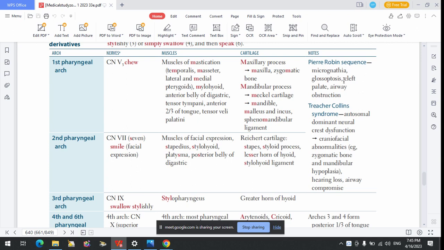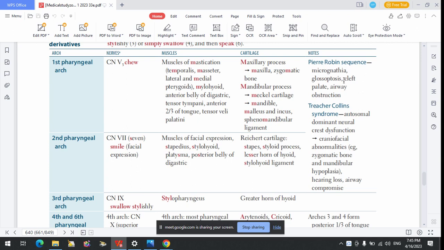Then you just add your cleft palate to it. That is it: airway obstruction, then cleft palate. So remember your micrognathia, or mandibular hypoplasia, that will cause the tongue to fall backwards, obstruct the airway, then you have your cleft palate.